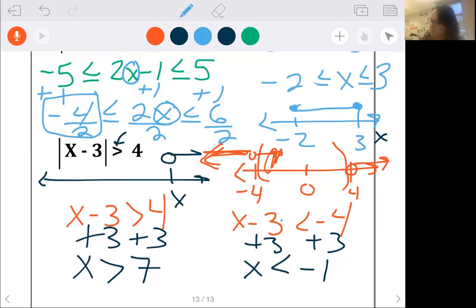I should have done an example with, let's suppose that had been like this. How would this problem change? That would be there, that would be there, that would be there, that would be there. This would have been closed, this would have been closed, and my answers for x are closed at 7 to the right and closed at negative 1 to the left.